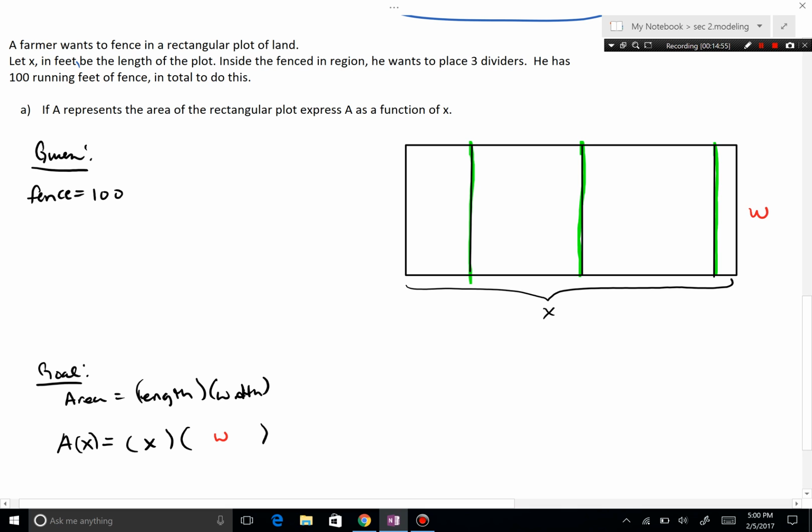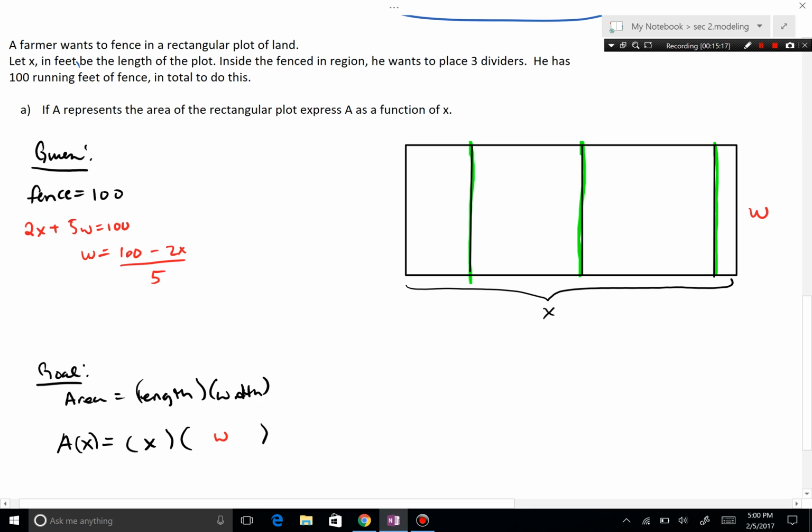Well, I have two x sides, this side and this side. So I have two x's. But I not only have this side, which is w, and this side is w. These are all the same dividers. So that's 5w's equals 100. It looks pretty easy to me. Solve for w. We get 100 minus 2x all over 5.